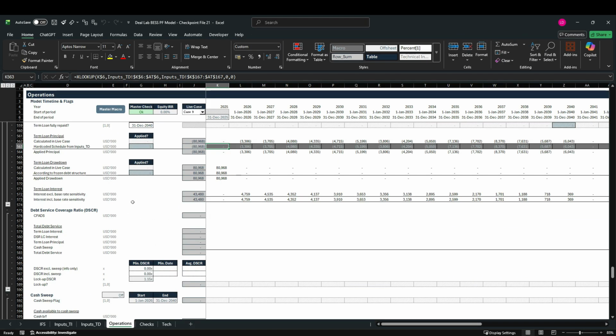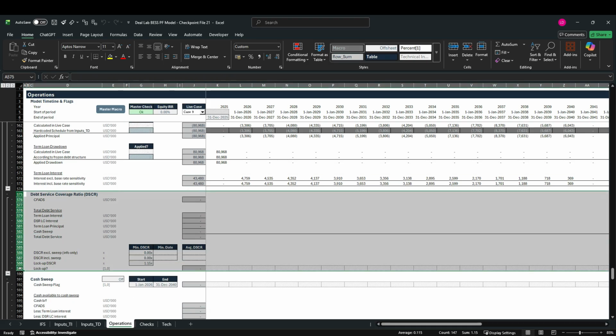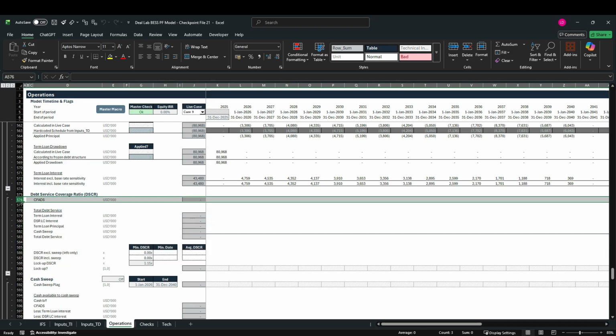Now let's move back to the model checkpoint file from our previous lesson. And in this lesson we will focus on implementing our debt service coverage ratio right in this section. And just a quick reminder, the debt service coverage ratio measures how many times CFADS covers total debt service in a given period. So it's the lender's core safety check.